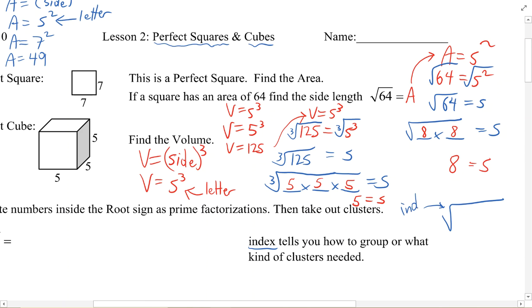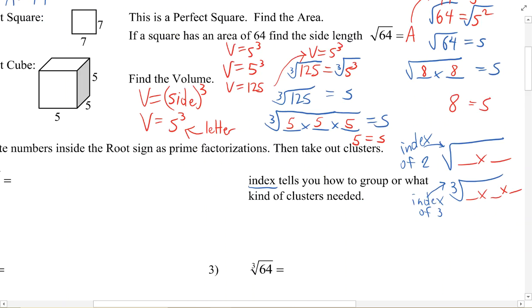Index of 2. When we don't write it, it's an index of 2. But for a cube root, what's your index? Your index will be 3. So for an index of 2, you're looking for 2 numbers. Index of 3, you're looking for 3 of the same number. And for index of 2, it's 2 of the same number as well.